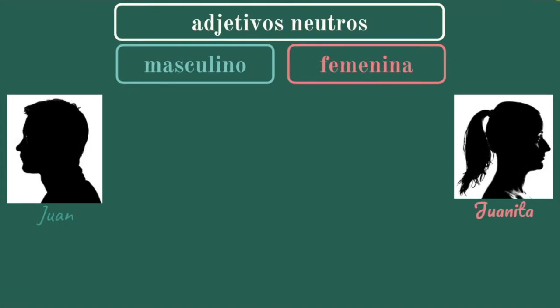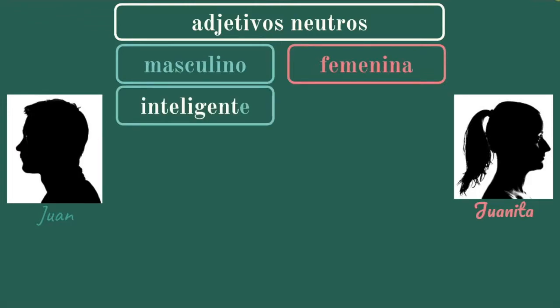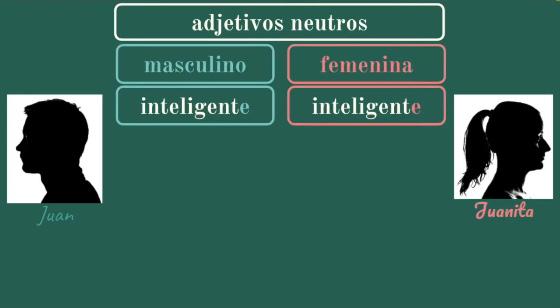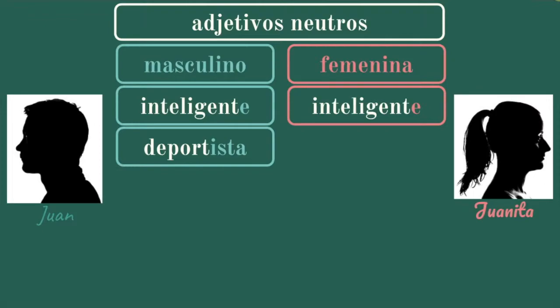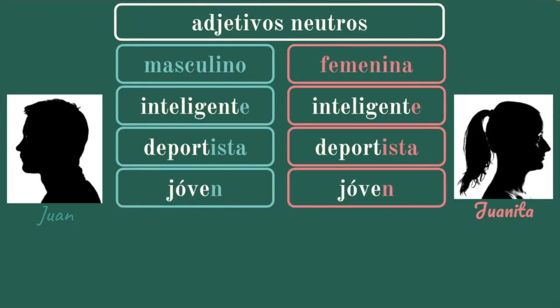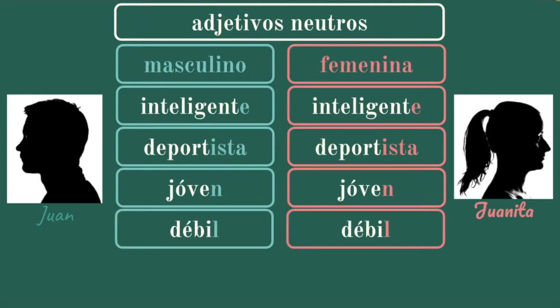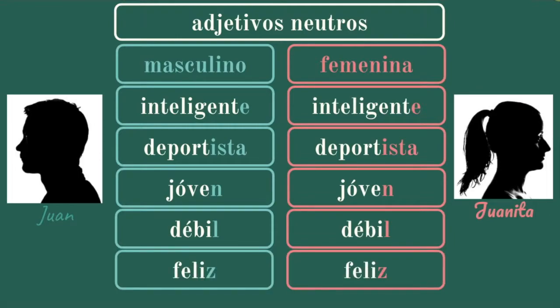Again, we have Juan and Juanita. If we wanted to say that Juan is smart, we would use inteligente. Juanita, inteligente. Okay, so your E stays the same regardless of whether you're talking about Juan or Juanita. If we wanted to say sporty, Juan, deportista. Juanita, deportista. Okay. Young, joven, joven, okay? Weak, débil, débil, okay? And the last example that we have here, happy, feliz, feliz. Okay, so all of these you can see that the ending, the last part of the word, does not change based on the gender of the person it's describing.